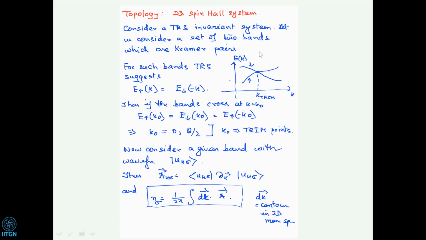We know that time reversal symmetry for spin-half fermions does not allow up and down spins to form totally degenerate bands. They cannot be the same band. They have to form a pair, and this pair is known as the Kramers pair.